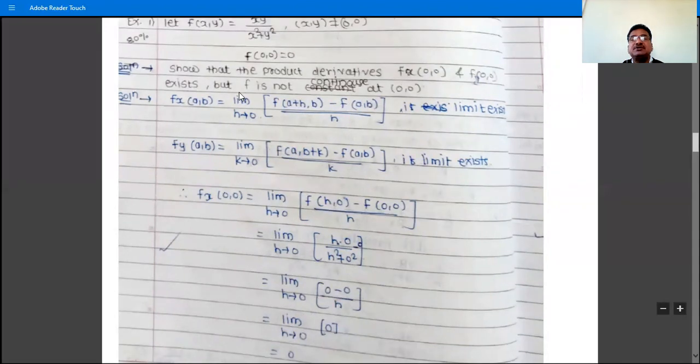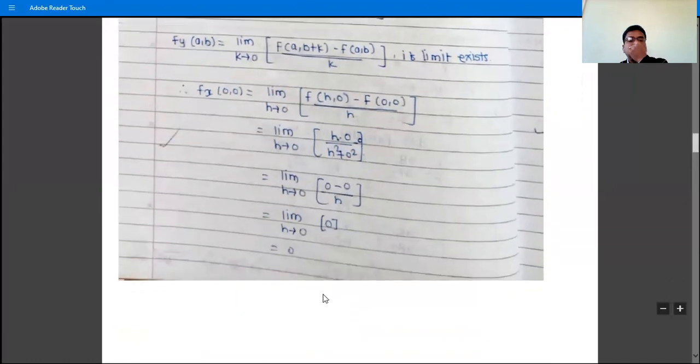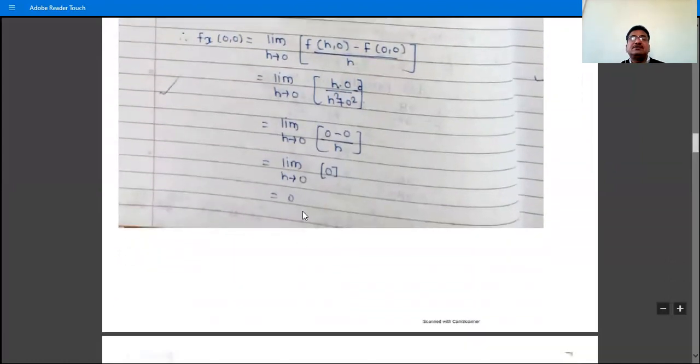Then f of h, 0. Use this definition: substitute x as h and y as 0. So we have h into 0 by h square plus 0 minus f of 0, 0 is 0. Directly write 0 minus 0 divided by h. So h into 0 by h square plus 0 square is 0, minus 0 by h. 0 minus 0 is 0 and 0 by h is 0. So we have the answer 0, and the limit as h tends to 0 is 0.